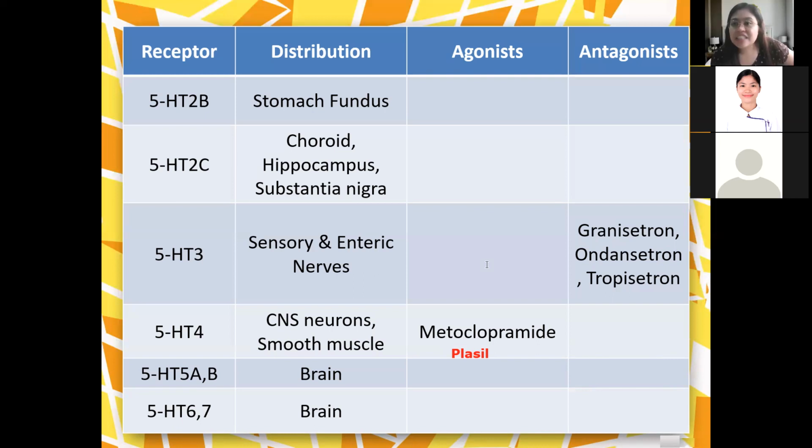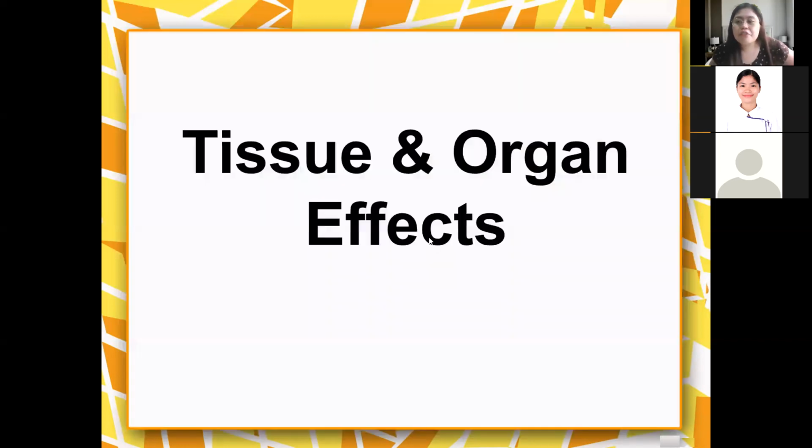At 5-HT4. So if you work in a hospital or you will have internship in the hospital, you will always encounter this. Metoclopramide is the most commonly used anti-emetic. So for those who keep vomiting, they are given metoclopramide. We have oral and IV dosage forms for this. So again, it acts at 5-HT4.